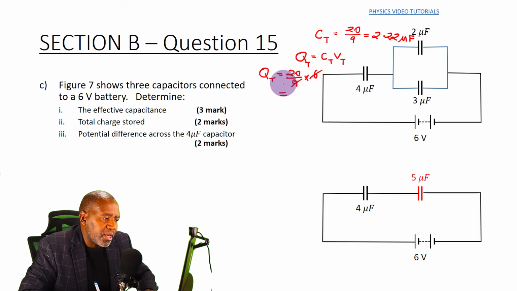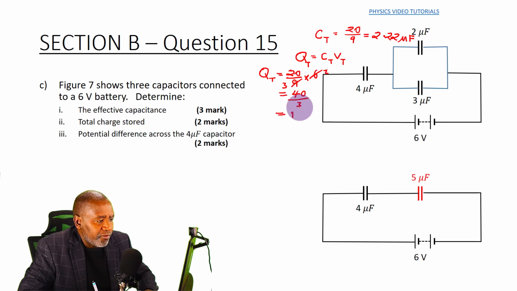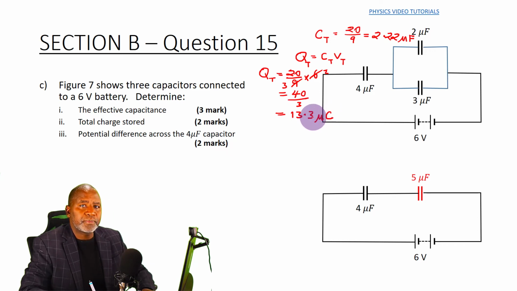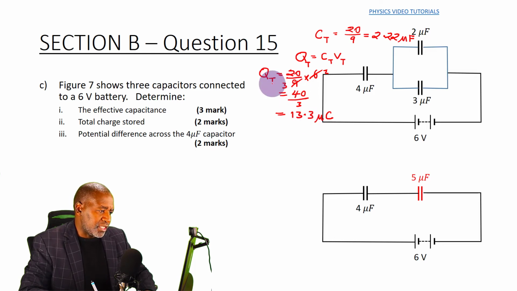Divide by 3, I get 3, divide by 3, I get 2, and that is going to give me 40/3. 3 goes into 10 3 times and a third, or 13.33 recurring microcoulombs. So that is the total charge stored in the circuit.